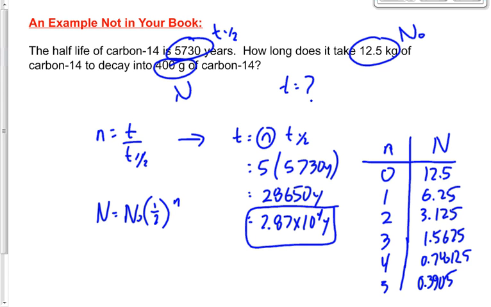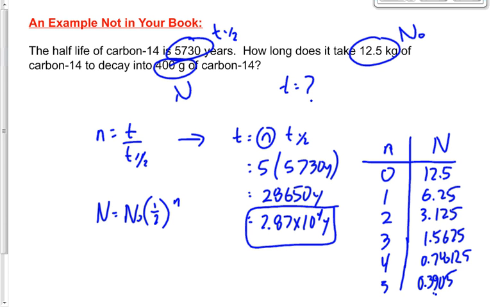Make sense? Now, notice it's not perfect, 0.3906, right? 0.4 is what we really were looking for there. That's okay. This would be a multiple choice question. You might see an answer that's 2.86. You might see an answer that's 2.87. Whatever way you do it, even if it's not perfect because you use this divide by 2 method, you're going to get the answer. Don't panic about that. It'll be very, very close to an even number of half-lives every time.